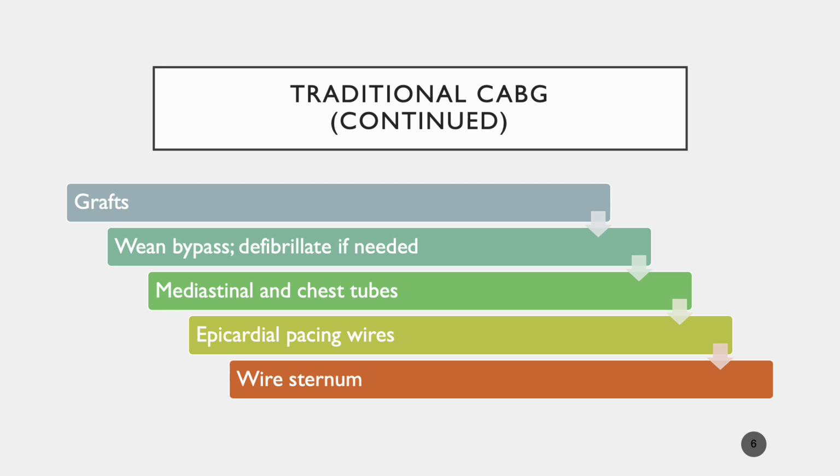With the traditional CABG, they do grafts, they wean the bypass, they defibrillate if needed, they add mediastinal and chest tubes, so mediastinal tubes and chest tubes. They place epicardial pacing wires, and they wire the sternum.